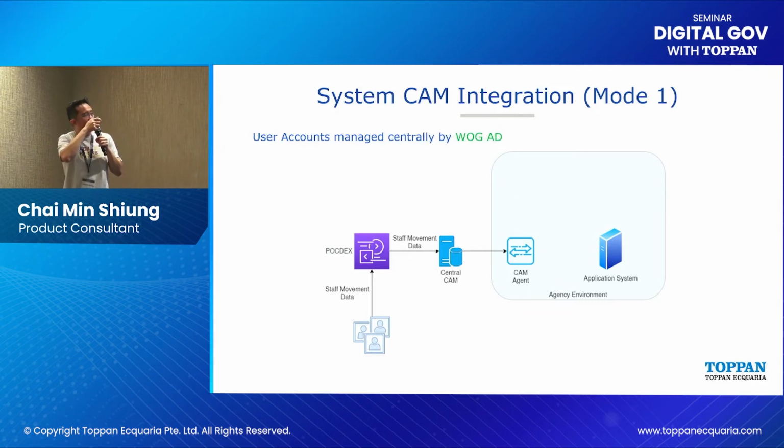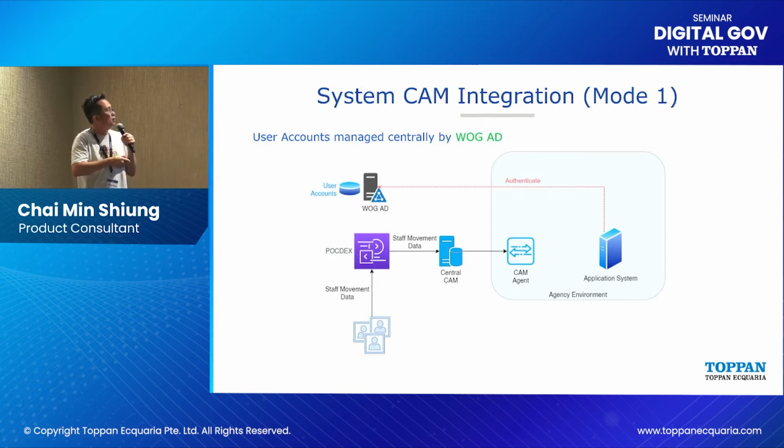And finally, mode 1. For mode 1, user accounts are managed by your WOG-AD. Authentication will be against your WOG-AD. So your agency does not need to manage the user accounts. Removal of user accounts when the officer leaves the service is done by the WOG-AD. So all the user accounts are already managed for you. All you need to do is to authenticate with the WOG-AD. But of course, this step remains: you still need to remove the access right for your application.